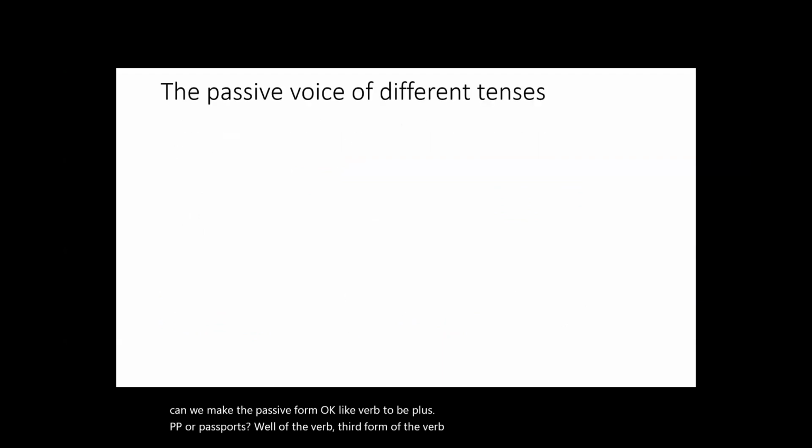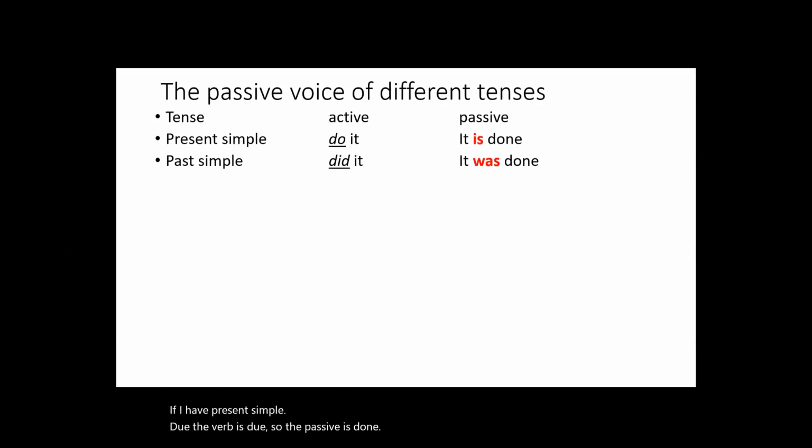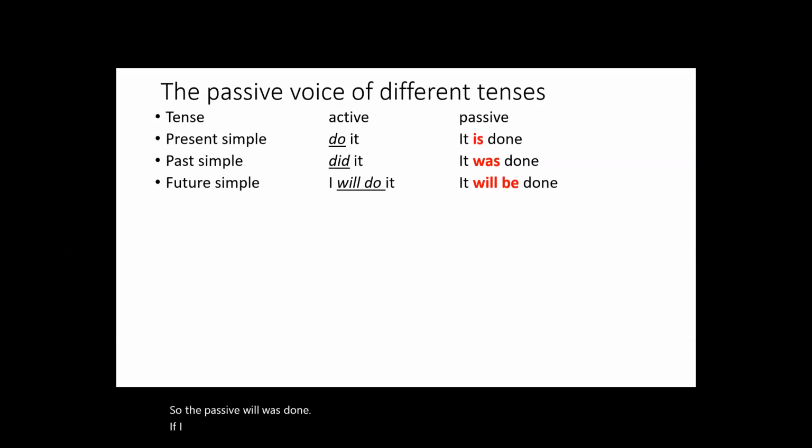Okay, right now let's have a look at different tenses. If I have present simple, do, the verb is do, so the passive is done. If I have the tense past simple, did, so the passive will be was done. If I have the tense future simple, will do, so the passive will be will be done.